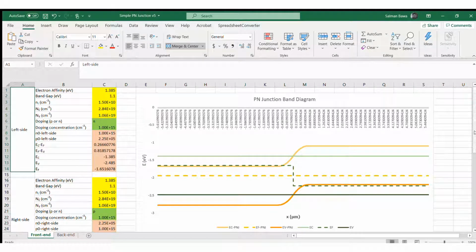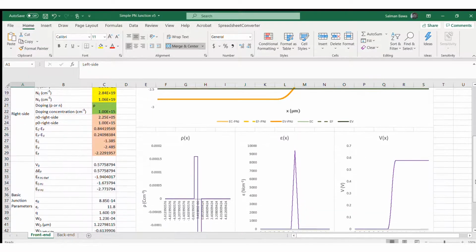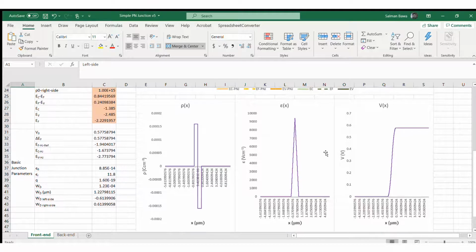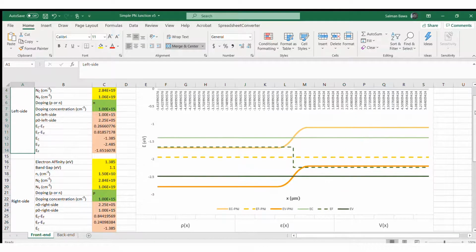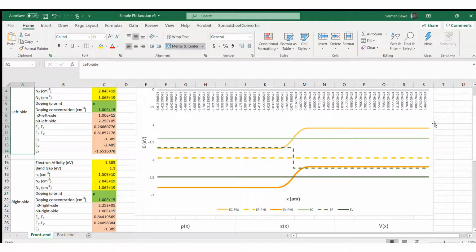And we know that this shape essentially comes from the charge density, the electric field, and the potential that eventually causes the shape of the band diagram that you see, in this case the orange colors.